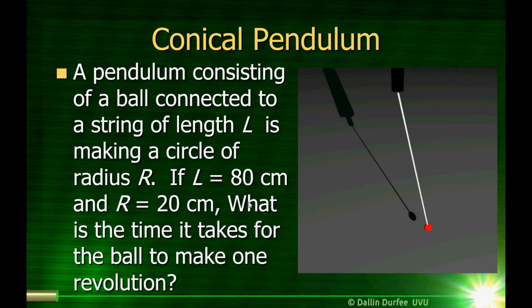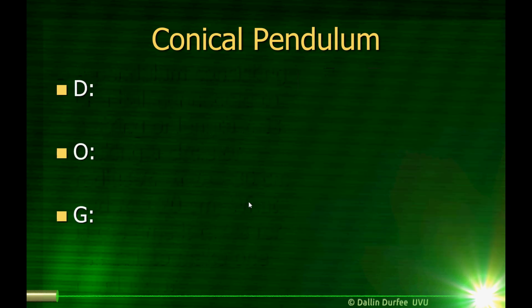A pendulum consisting of a ball connected to a string of length L is making a circle of radius r. If L equals 80 centimeters and r equals 20 centimeters, what is the time it takes for the ball to make one revolution? Is that even enough information to figure that out? They seem quite disconnected. Well, let's use physics and math, and we can solve this. So we're going to use the Snuggly Dog method on this one.